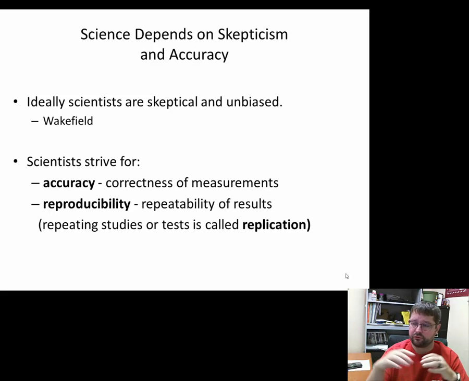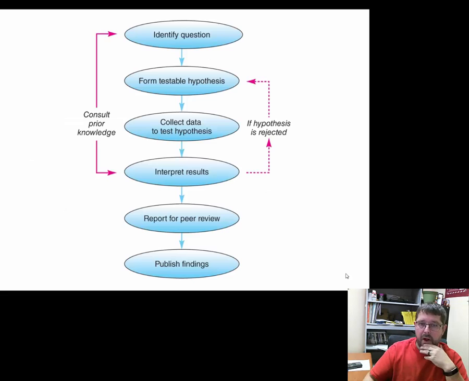So scientists strive for accuracy, first of all, the correctness of measurements, and collecting data on the whole versus cherry picking or biasing your results. The other thing, the main thing, is reproducibility. Create an experiment that anyone with a scientific background could follow and get the exact same results. This is replication. If that can be done, then you have a lot more validation for your research and a lot more validation for your conclusion.